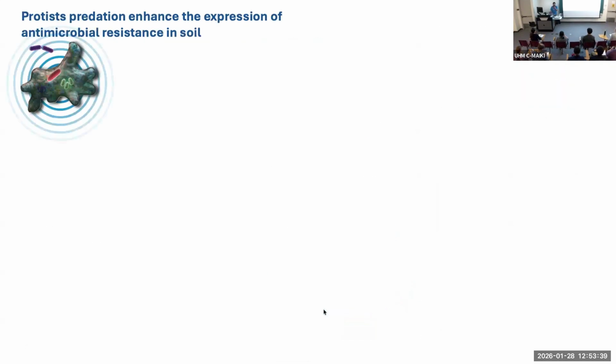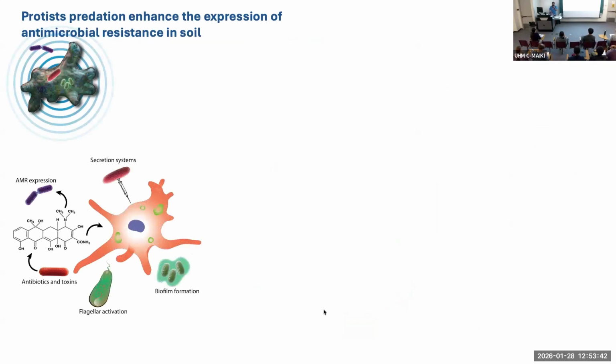I'm almost there, guys. What happens when a prokaryote faces a big predator? They can do different things. They can form a biofilm to protect themselves. They can run, flagellar activation. They can produce antibiotics and toxins trying to kill the protist, or they can induce secretion systems. When they produce antibiotics and toxins, other members of the community, to survive the exposure to these, will express antimicrobial resistance genes. I think that makes sense, right?